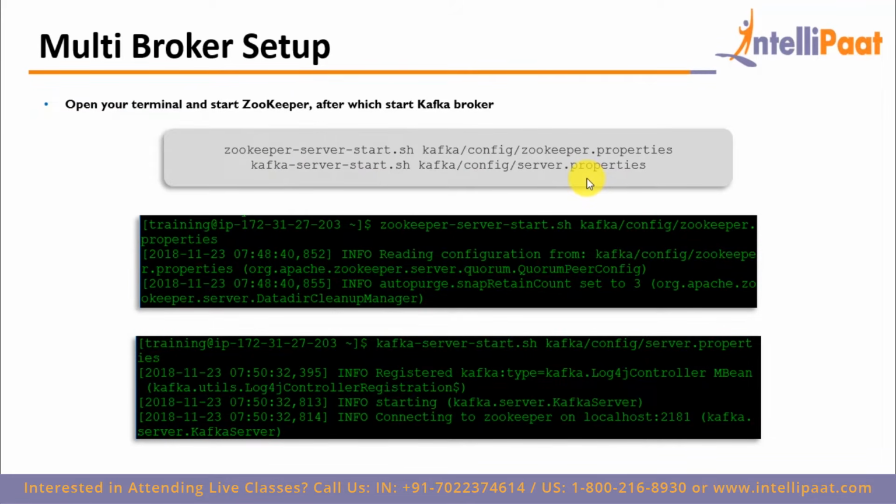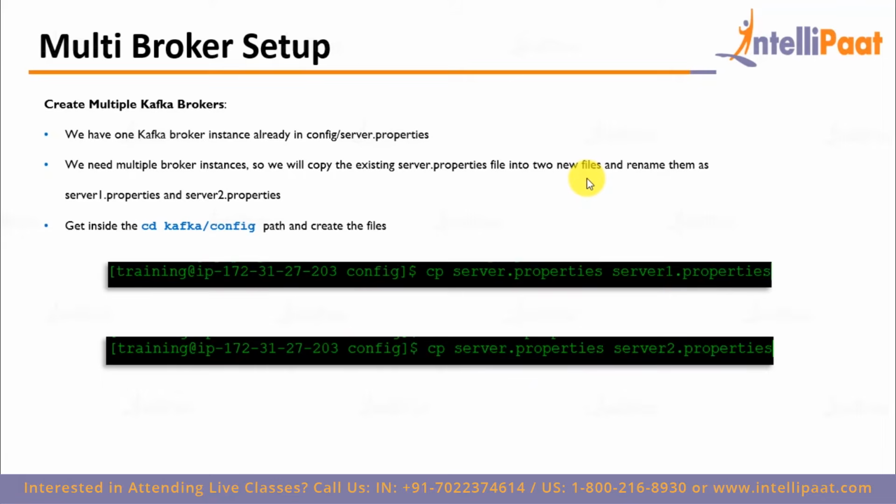Now once we start the Kafka service as well as the Zookeeper service, we'd have to go ahead and create multiple brokers. Till now, we've just got one broker instance, which is already in the config/server.properties, right? So this file which we had loaded up earlier is basically the only broker which we have till now. Now to create multiple broker instances, we will copy this existing server.properties file into two new files and rename them as server1.properties and server2.properties.